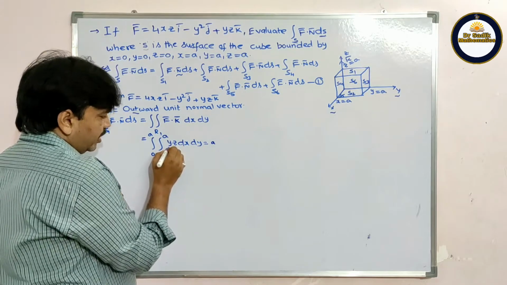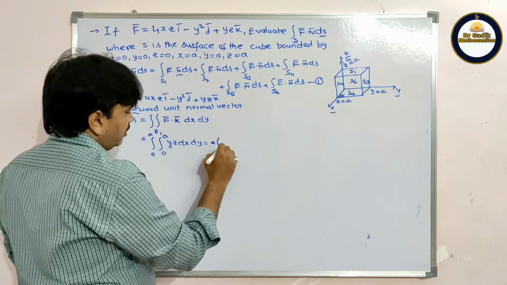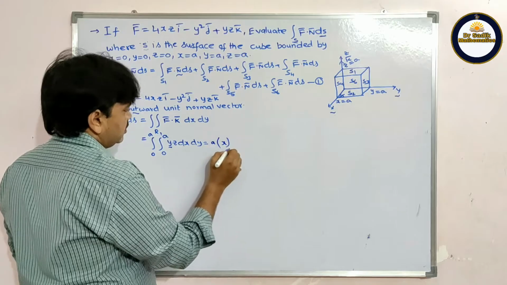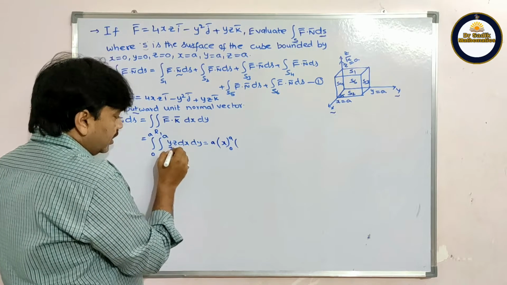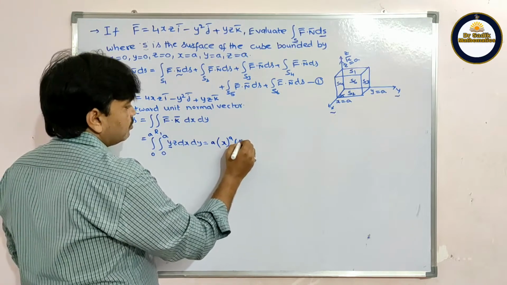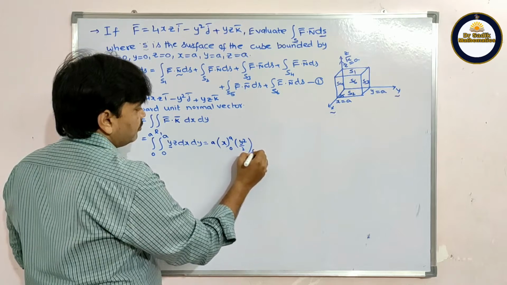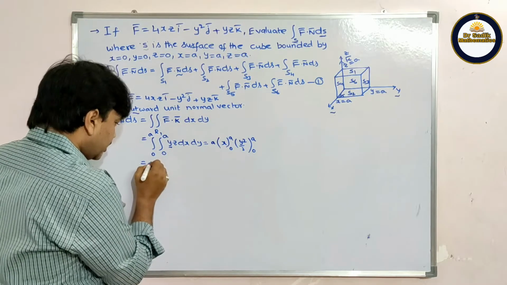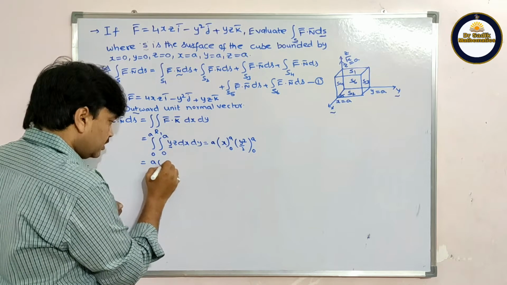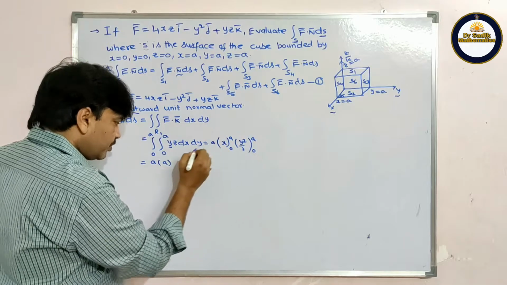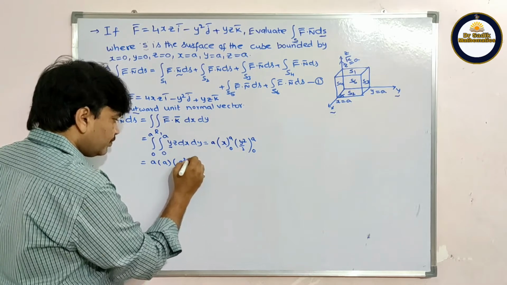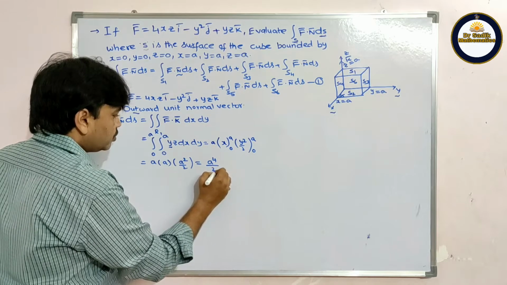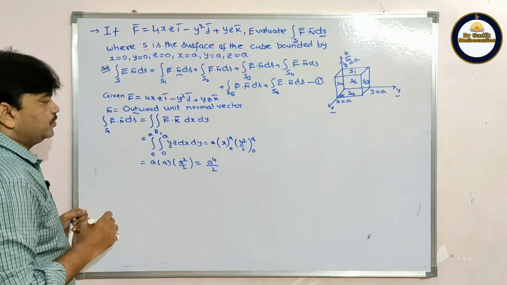See here, we have only y, so we can take the integral of dx. The integral of dx is x, from 0 to a, and the integral of y is y square by 2, between 0 to a. So that is equal to a times: substitute the upper limit a, the lower limit the value 0; substitute the upper limit, a square by 2, the lower limit the value 0. So we get here a power 4 by 2.